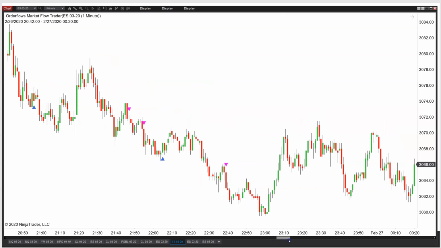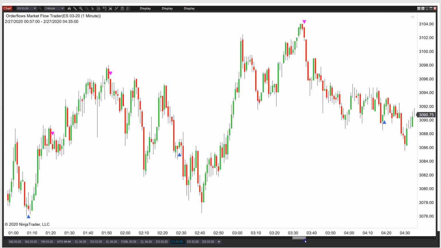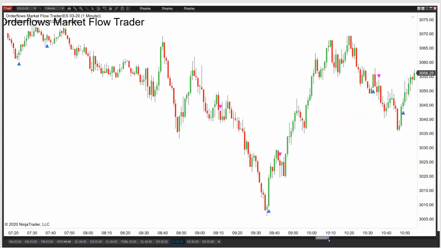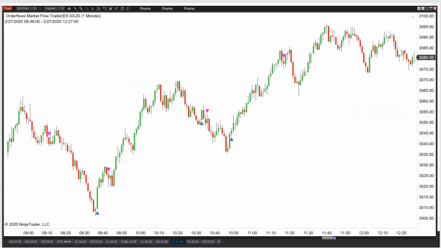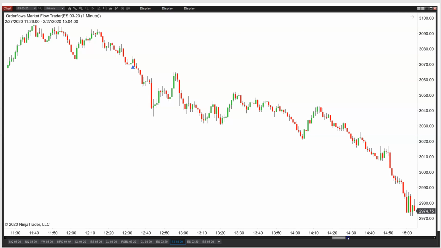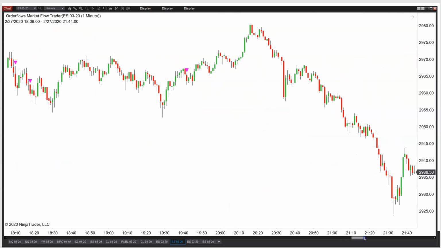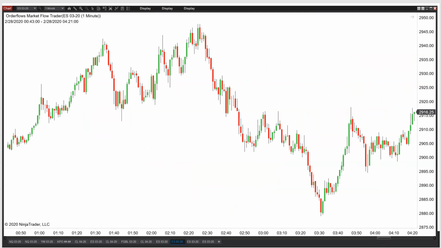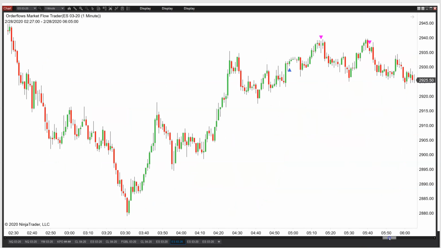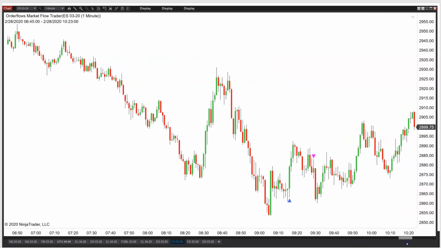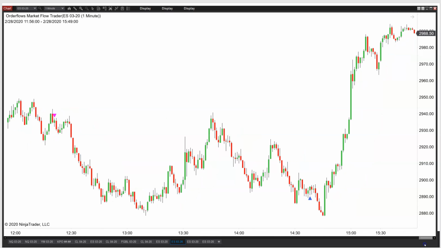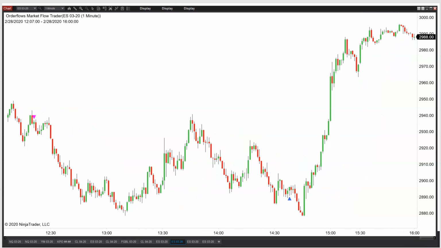What day are we on? The 26th here. Again, I want you to see this tool, and again, this is just the default settings, right? You can still adjust the settings based on the way you trade, based on the markets that you trade as well. Okay, now we're coming into Friday. All right, so that's the Orderflows Market Flow Trader.